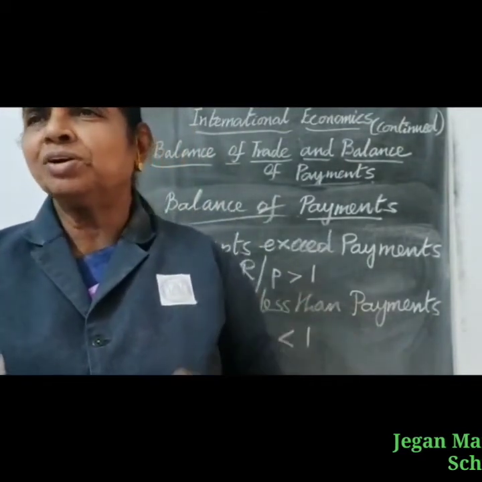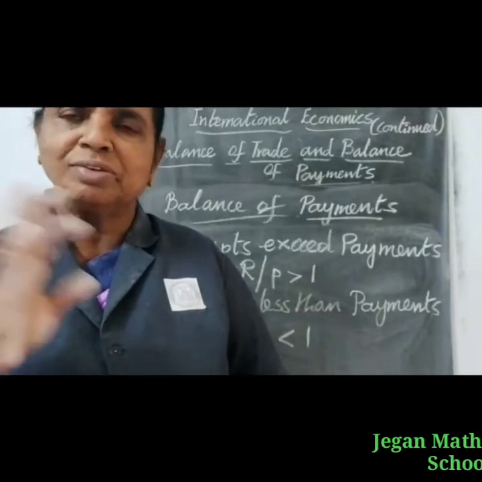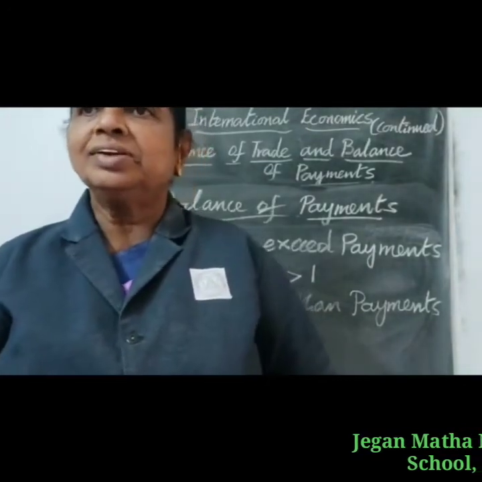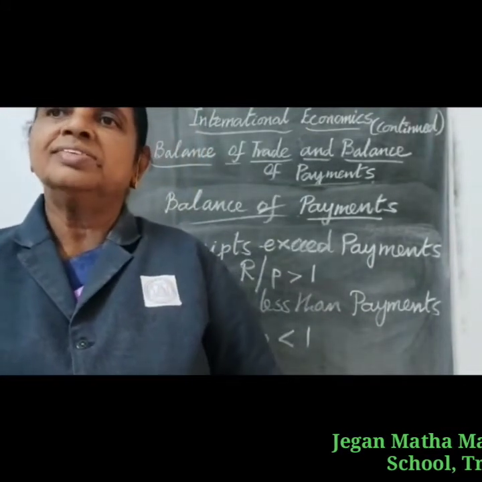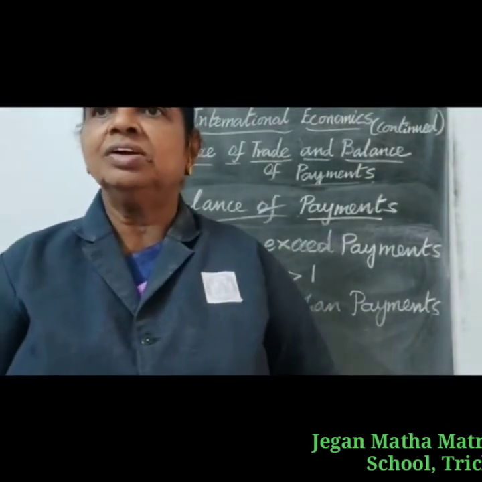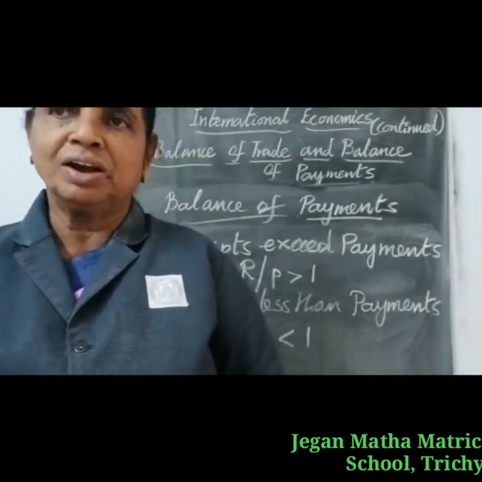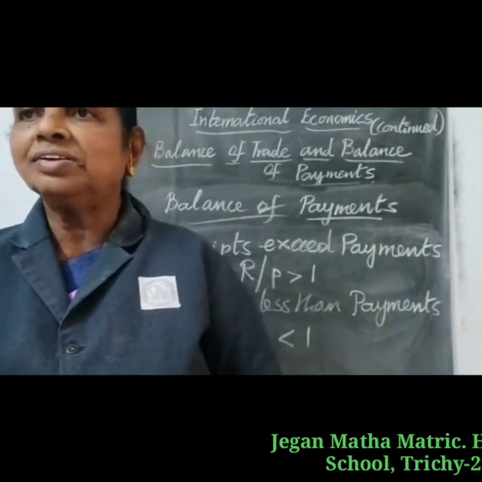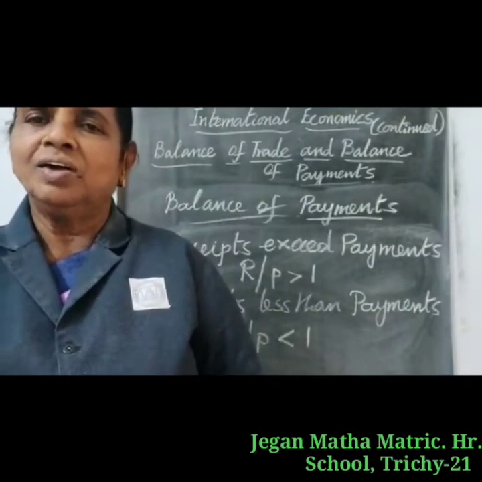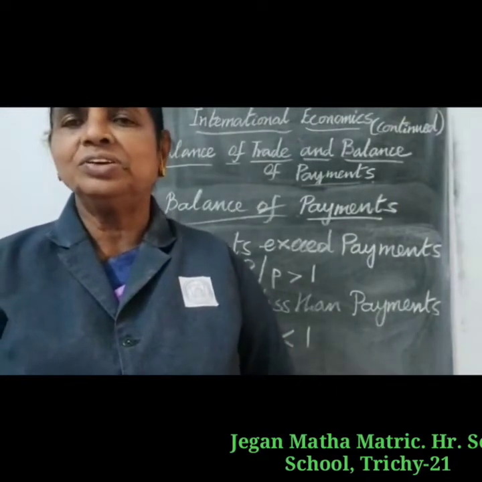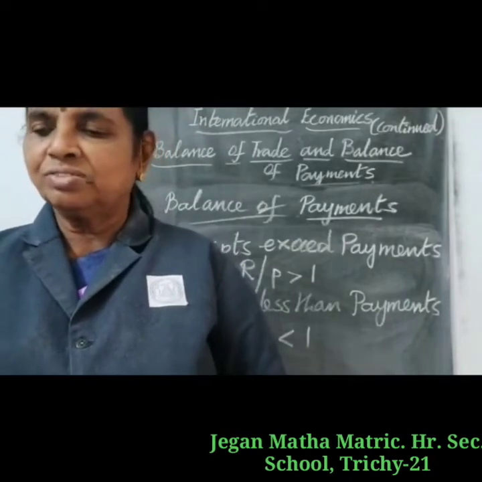The three important categories of components of balance of payments are the current account, second the capital account, and third the official settlement account or official reserve assets account.